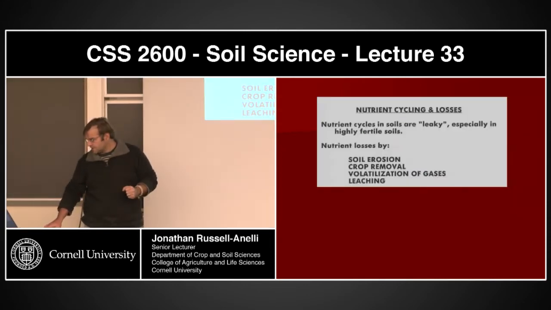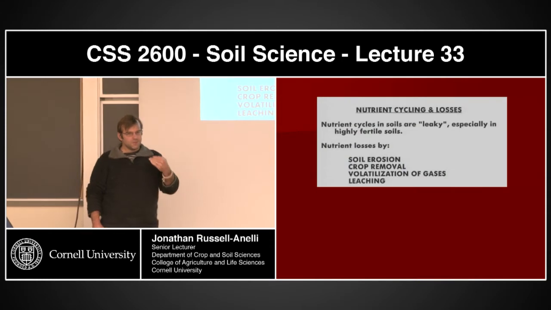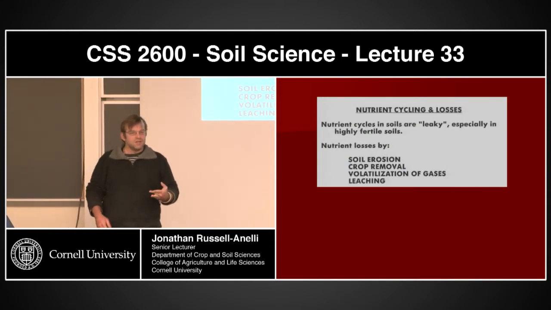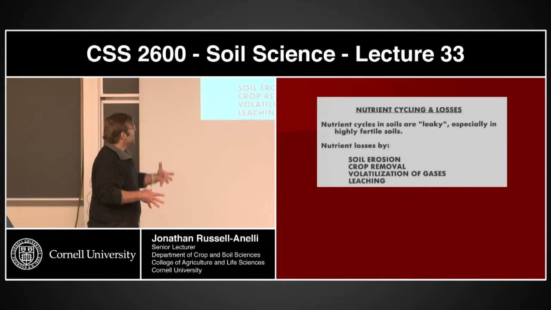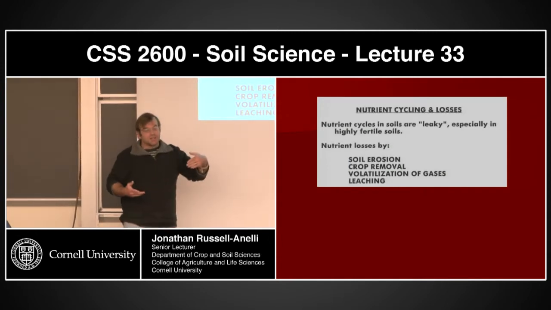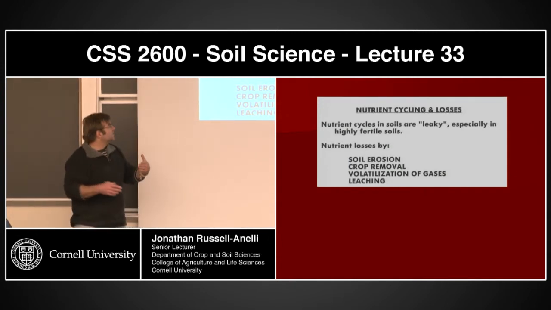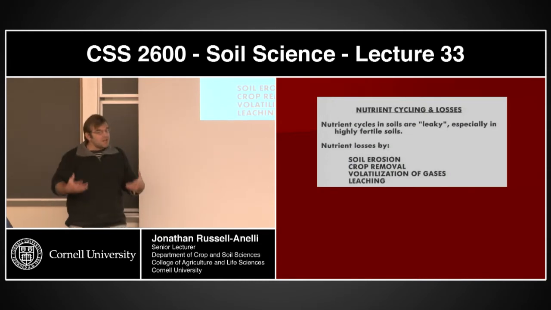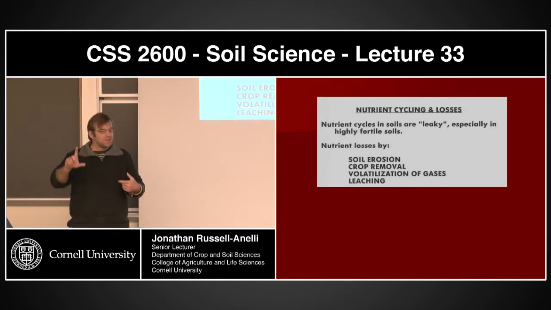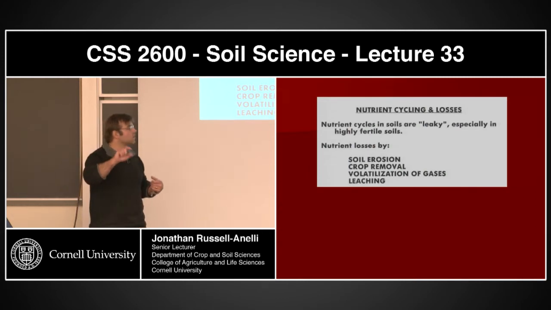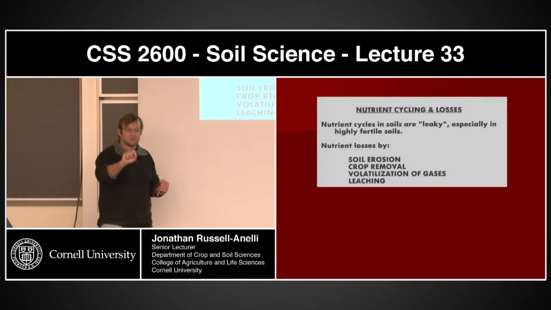All right, let's take the next step. If we're thinking about this availability, we need to start thinking about how the nutrients are getting into the system and how they're being lost from the system. This is where we get back to nutrient cycles and their losses. Nutrient cycles in soils tend to be leaky, especially in highly fertile soils. Now think about that term for a second. We'll come back to that. Why are they especially leaky in highly fertile soils?